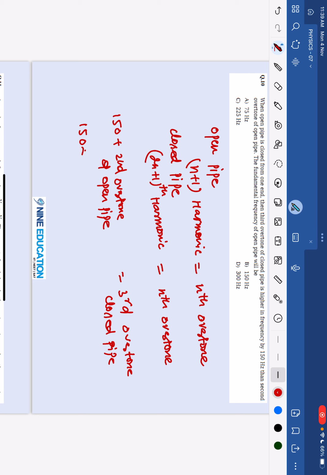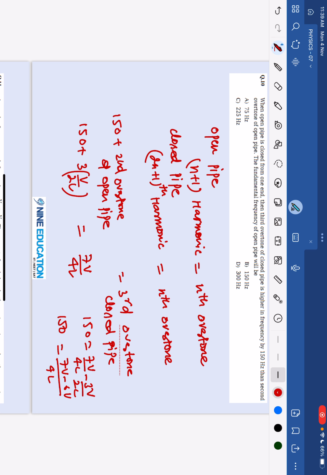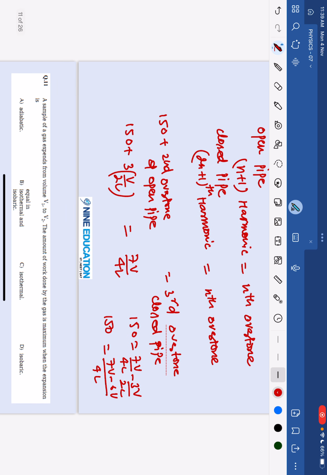Now 150 plus the second overtone of the open pipe: if we want to calculate the second overtone, it will be basically the third harmonic, and it would be 3V by 2L. And this is going to become the third overtone of a closed pipe. This will be 3 twos are 6 plus 1, 7. So 7V by 4L. So here we are going to do 150 equals 7V by 4L minus 3V by 2L, which is basically (7V minus 6V) by 4L. So here we are going to get 150 equals V by 4L.